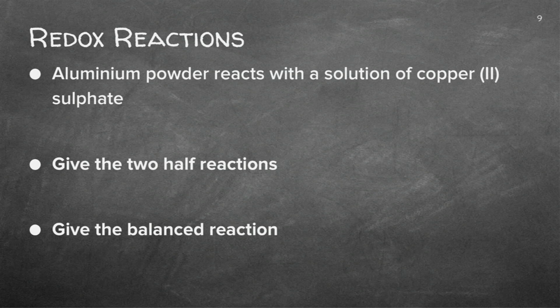Let's go to another question. Aluminium powder is reacting with a solution of copper sulfate. So I've got my little experiment, my beaker, and in that I'm going to have aluminium, which is a solid, aluminium powder, and I'm going to put it into copper, which is copper 2 plus, and sulfate, the ions in the solution.